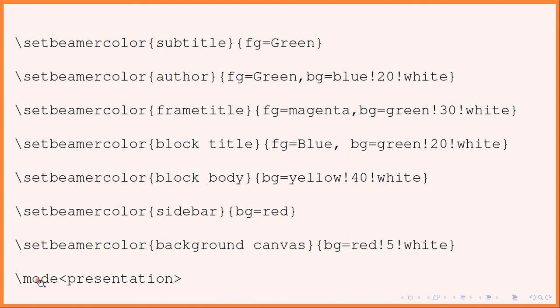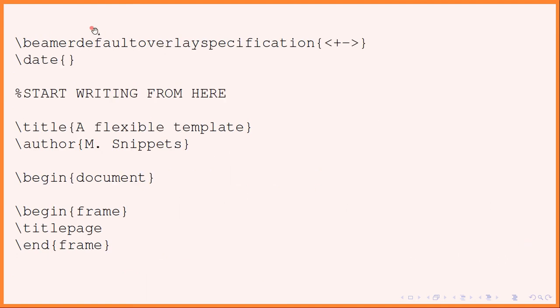Then you have to write mode presentation, and this line corresponds to, if you want to uncover the items in a stepwise manner, then you have to write this line. You have to write \date with curly brackets, nothing inside the curly brackets, so that no date is printed. Otherwise a small date will be printed on this footline, which is virtually invisible because this footline bar is very narrow. Then from here you have to start writing.